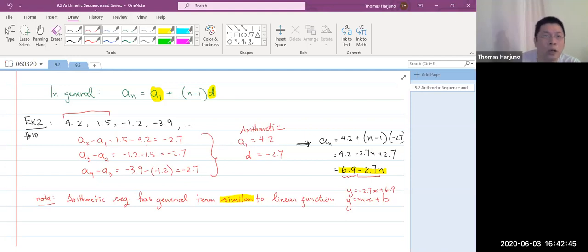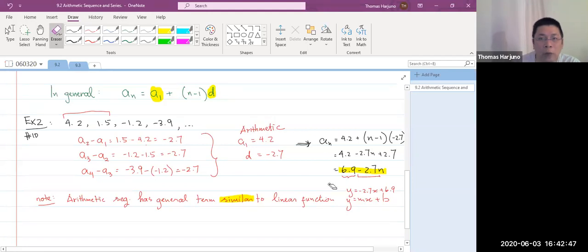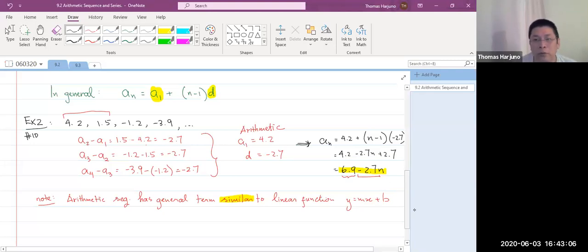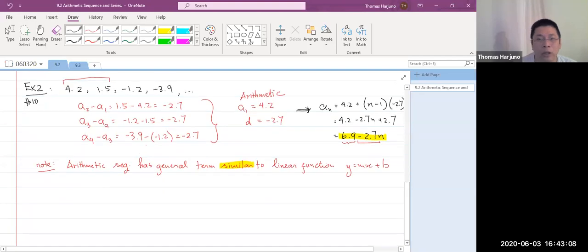Now, I hope that little note is helpful. I'm not saying that they're exactly the same, no, but it has the same pattern, which is something times n plus a constant, okay? Now, that will be very useful later on, though. That will be very useful later on when we deal with summation notation.